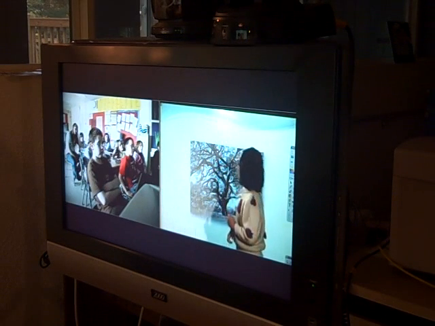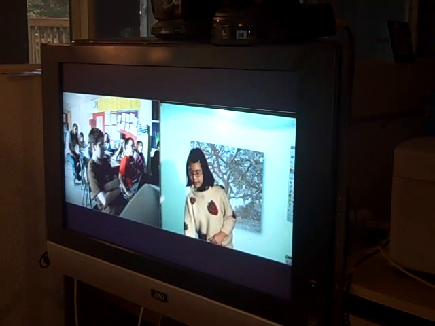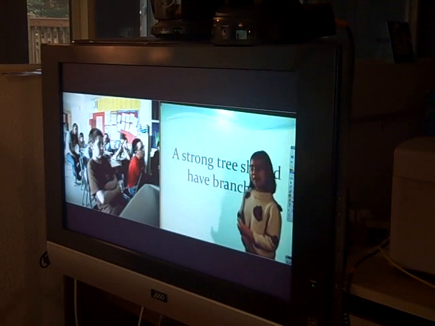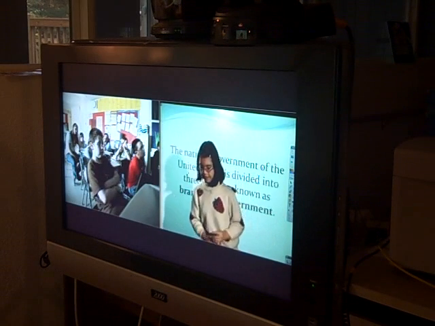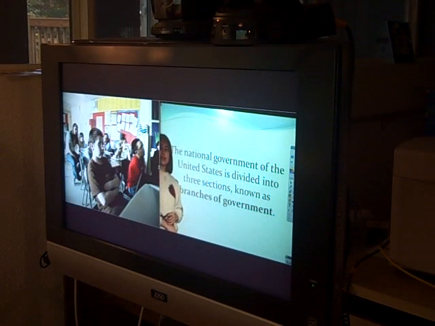So if you take a look at this tree, it has a lot of branches and smaller branches and sub-branches. And it's pretty given that a strong tree should have branches. The national government of the United States is divided into 3 sections known as branches of government.